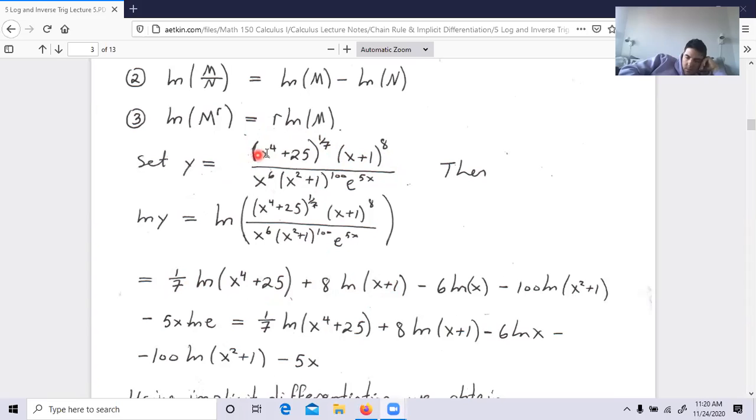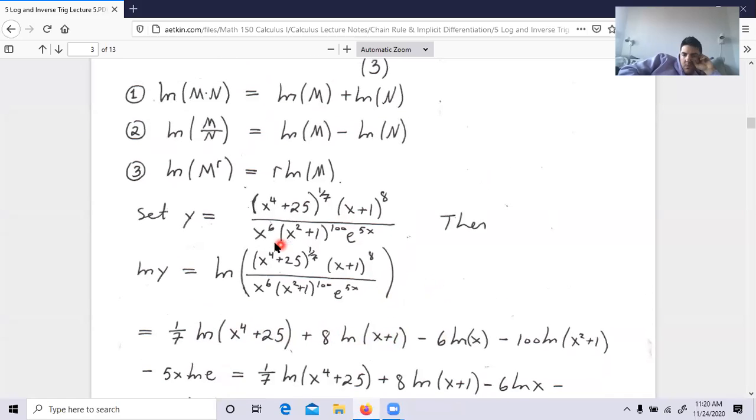Right? It's logarithm of numerator minus logarithm of denominator. The minus comes because this division means everything on the bottom will be subtracted. Good. Logarithm of top minus logarithm of bottom. But the logarithm of top can be broken into 1 over 7 logarithm of x to the 4 plus 25, plus 8 logarithm of x plus 1. And then the bottom is subtraction, because it's this plus this plus this, right?